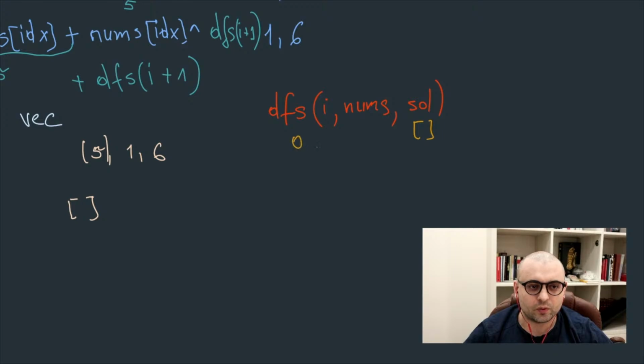If we start at 0, then we'll have 5 in our solution. So we can put 5 in our solution. Okay, so if it's 0, this is a kind of a base case. If there is nothing in the solution, then we'll have just nums of I. So this is our starting point.